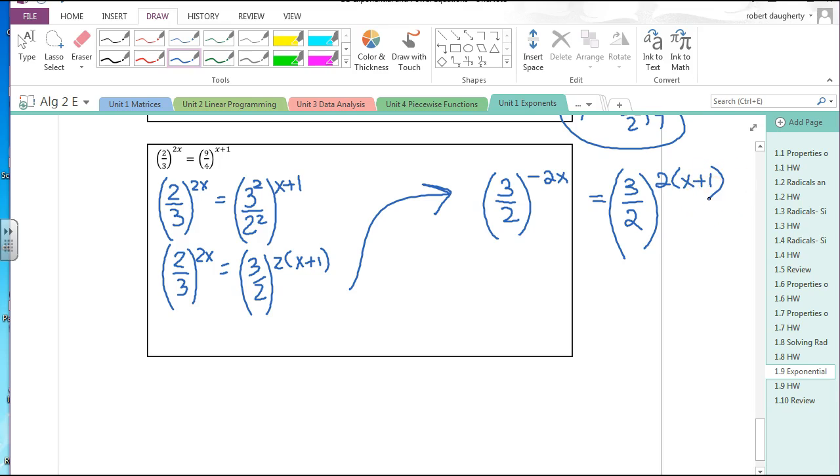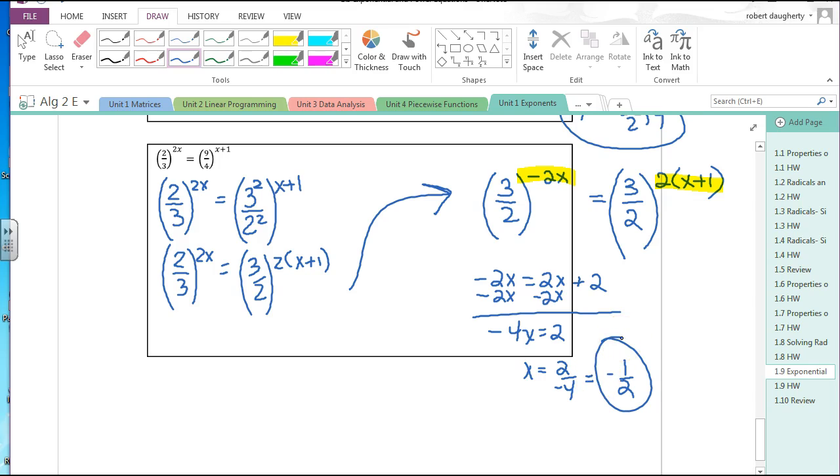Do I have this? 2x plus 2? Yeah. That'd be the next step, or you could have already done it. So now I've got the same number on both sides. These exponents must be what? They must be equal. So -2x is equal to 2x plus 2. If I subtract 2x from both sides, I get -4x is equal to 2. x is 2 over -4, or what? Yeah, -1/2.